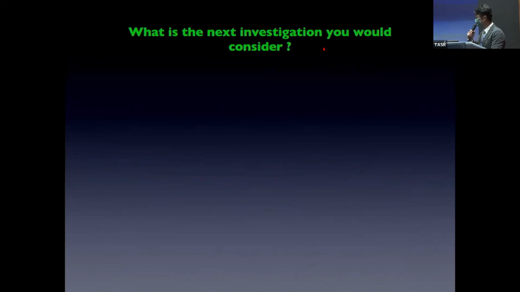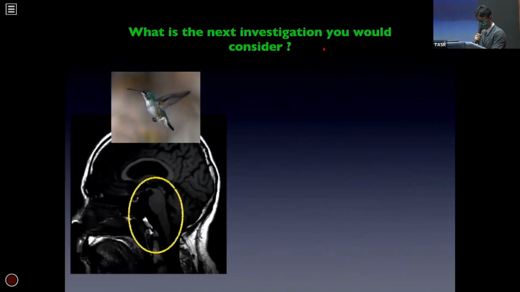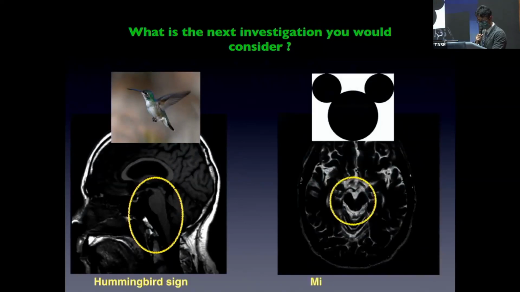What next investigation would you do? You want to scan the brain with imaging, and you can see the hummingbird sign, where there is atrophy in the midbrain, and the Mickey Mouse sign if you get the axial cut.